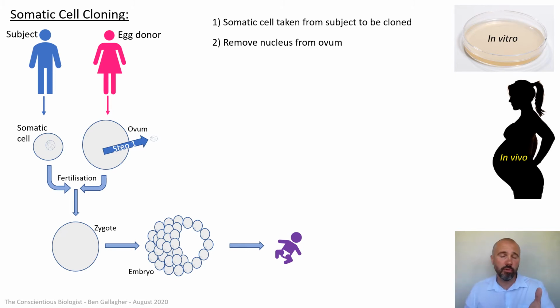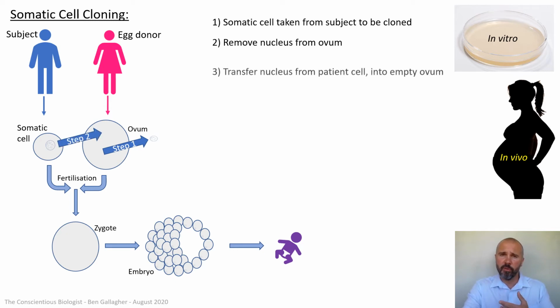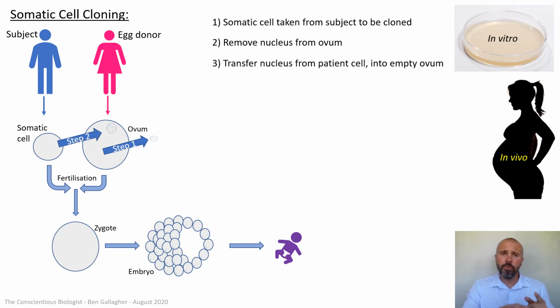Now we need to reprogram that egg. Well, we've got a full set of instructions to reprogram it with. So step two of this, we take the nucleus from the somatic cell from the man and put that nucleus into the egg. That egg now has 100% DNA instructions, just like a zygote does.